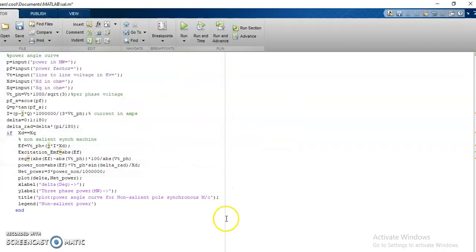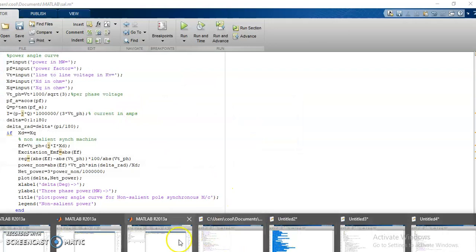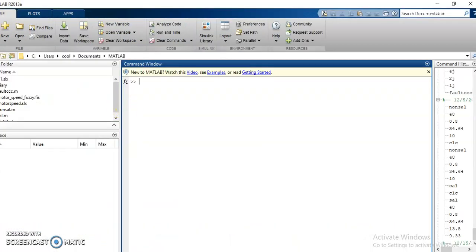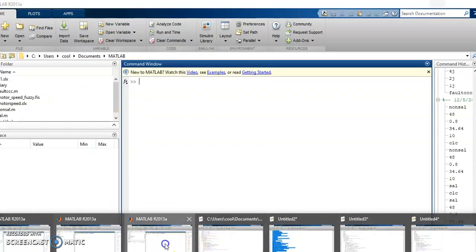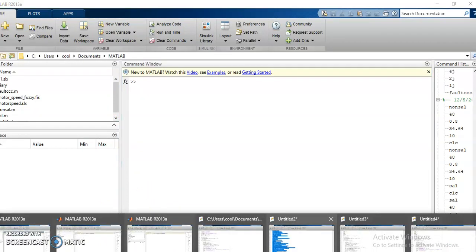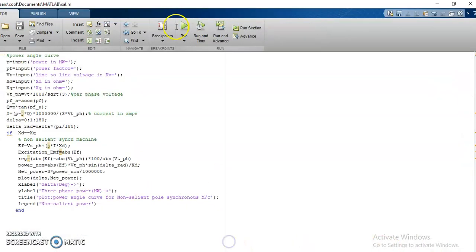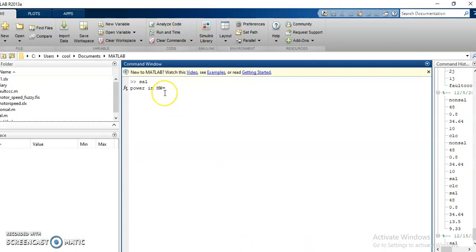Okay, so now what you have to do here, once I run this, then in the output you have to check what it will display. Just once again I'll run this so that it will be easy to understand. Power in megawatt, how much? Power factor? 40, power 48, enter. Power factor is 0.8.